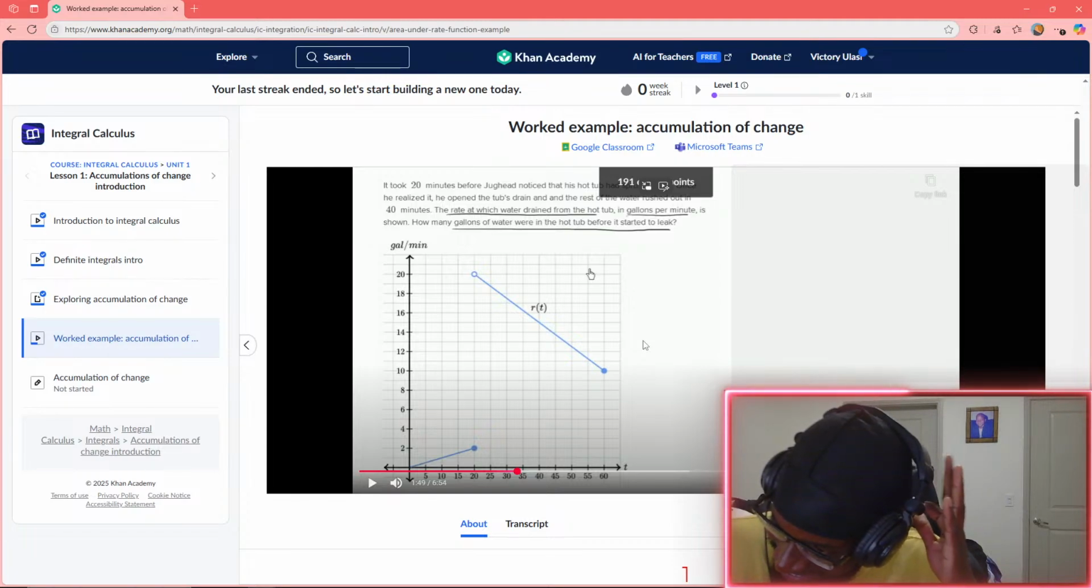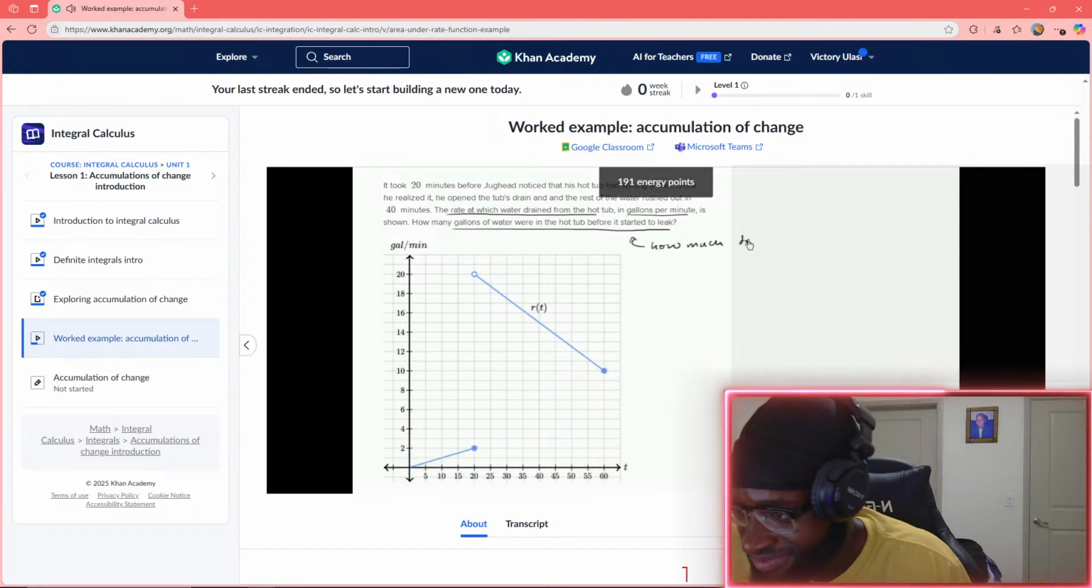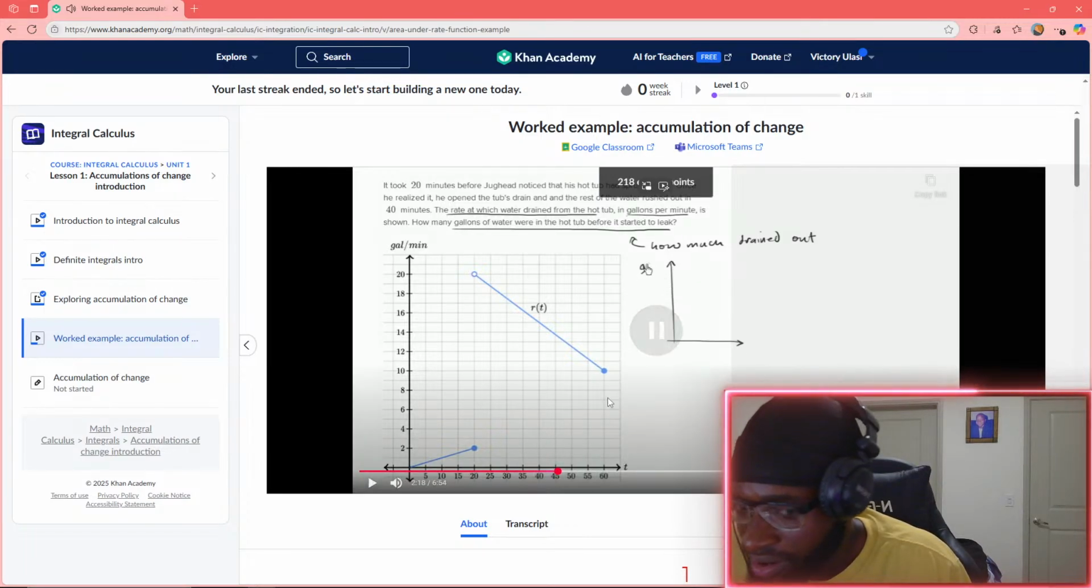Even though this question, how many gallons of water were in the hot tub before it started to leak, is answering the same question as how much total hot water drained out. And to think about that, we can just go back to what we knew before we learned about calculus. If I have something happening at a fixed rate, so let's say this is gallons per minute.